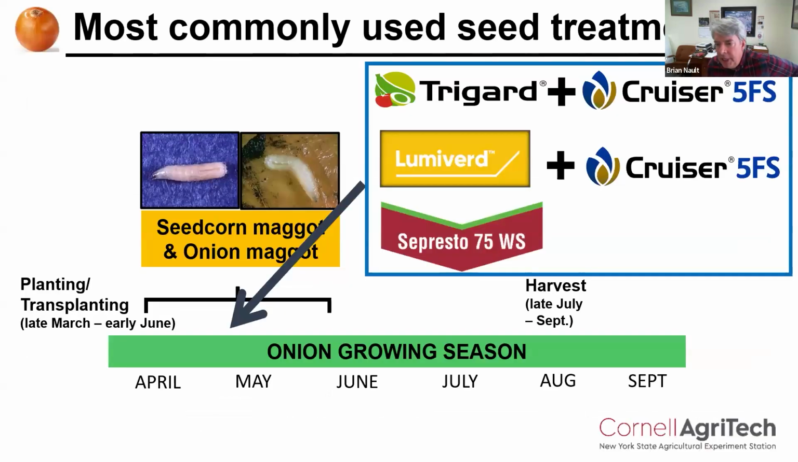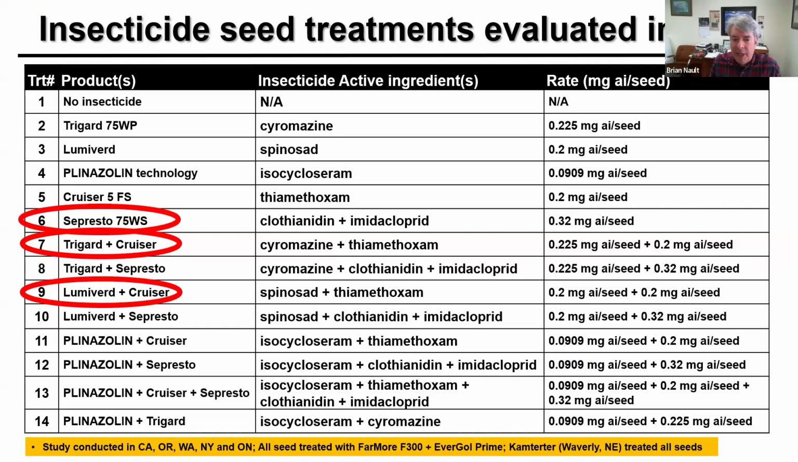So the most commonly used treatments in New York are Trigard and Cruiser and Lumivert and Cruiser. And from what I understand, Suppresto is one of your standards. So I wanted to make sure that I had these three in our experimental trial, and we did. And just for reference, they're all going to be circled in red here for the slides that I'm going to show you in the next couple of minutes. So just as a reference.